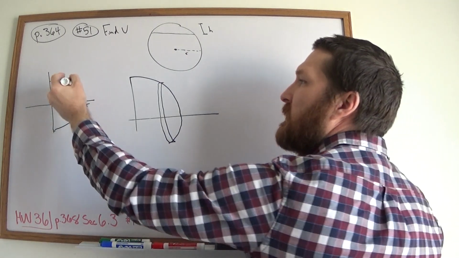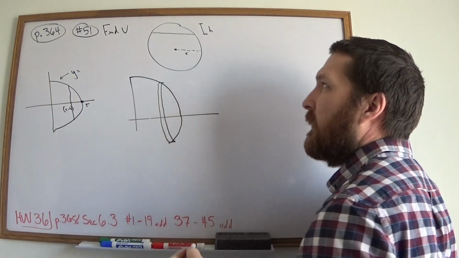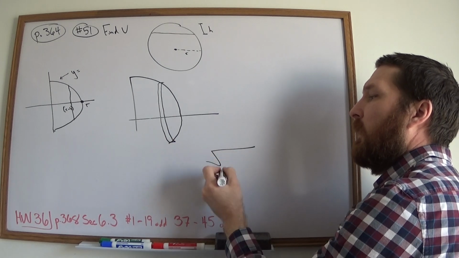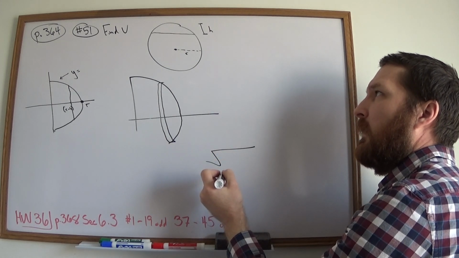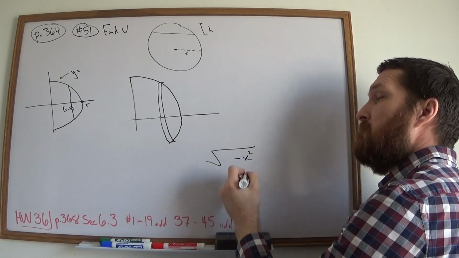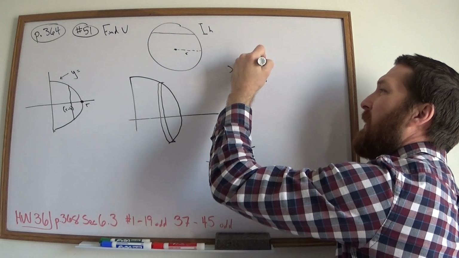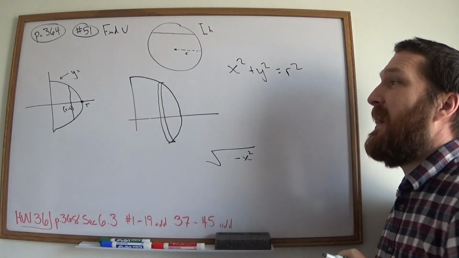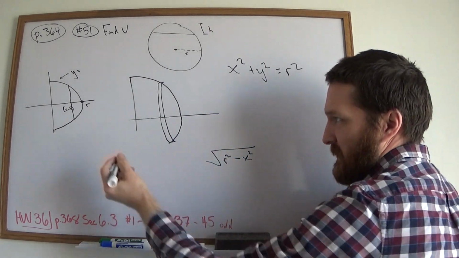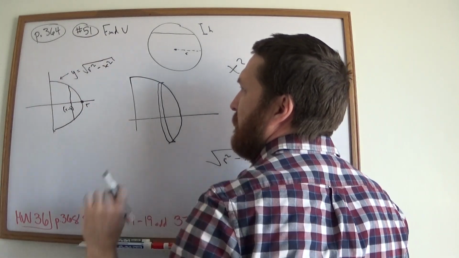So what's the formula for this function? The sphere is x squared plus y squared equals r squared, so y equals the square root of r squared minus x squared. Okay, so root r squared minus x squared is that guy.